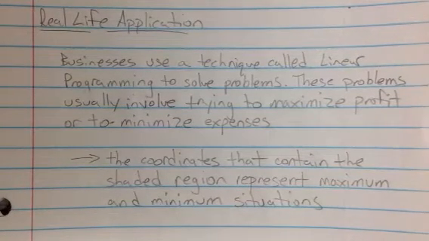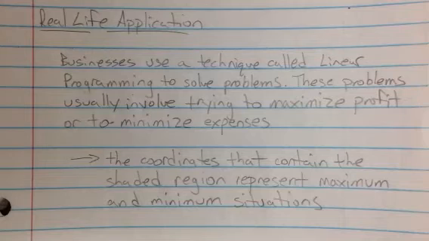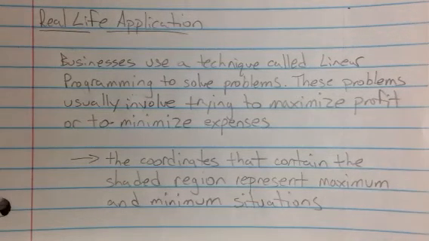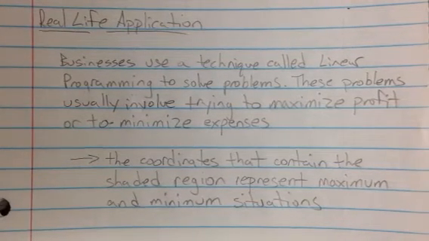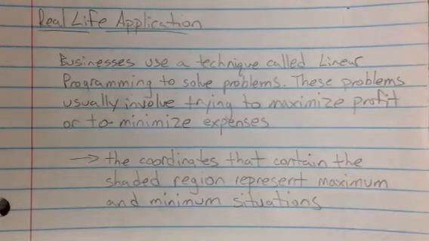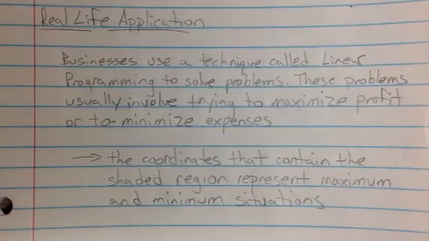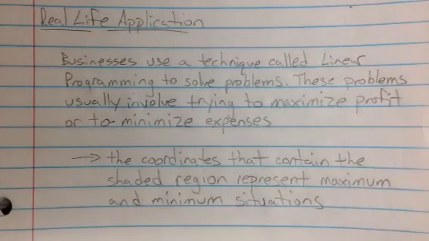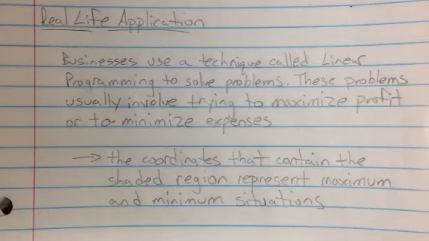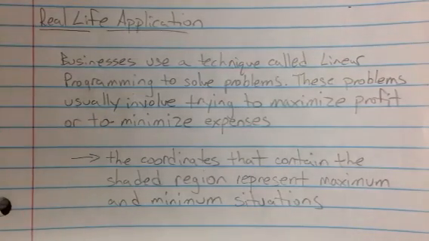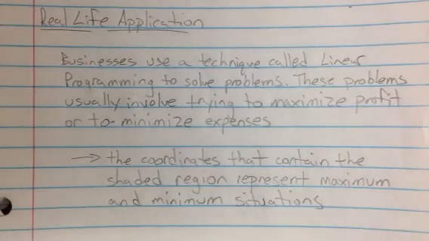So after you do this a couple times, you'll notice that most of the time where all of the shades intersect, you kind of have a polygon, right? A figure with straight lines that enclose that shaded area. And those coordinates are big deals. Each corner of that polygon represents different information. And you would use those coordinates to say this would be how we would maximize a profit or maybe even minimize expenses.